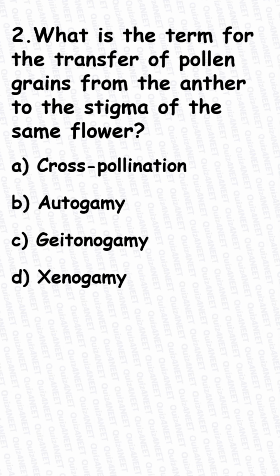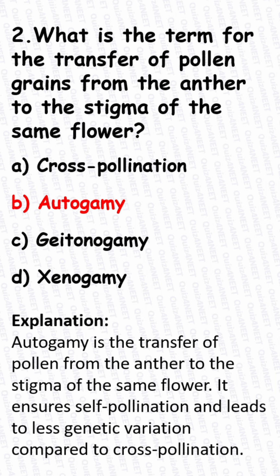Question 2. What is the term for the transfer of pollen grains from the anther to the stigma of the same flower? A. Cross-pollination, B. Autogamy, C. Geitonogamy, D. Xenogamy. Answer: B. Autogamy. Autogamy is the transfer of pollen from the anther to the stigma of the same flower. It ensures self-pollination and leads to less genetic variation compared to cross-pollination.